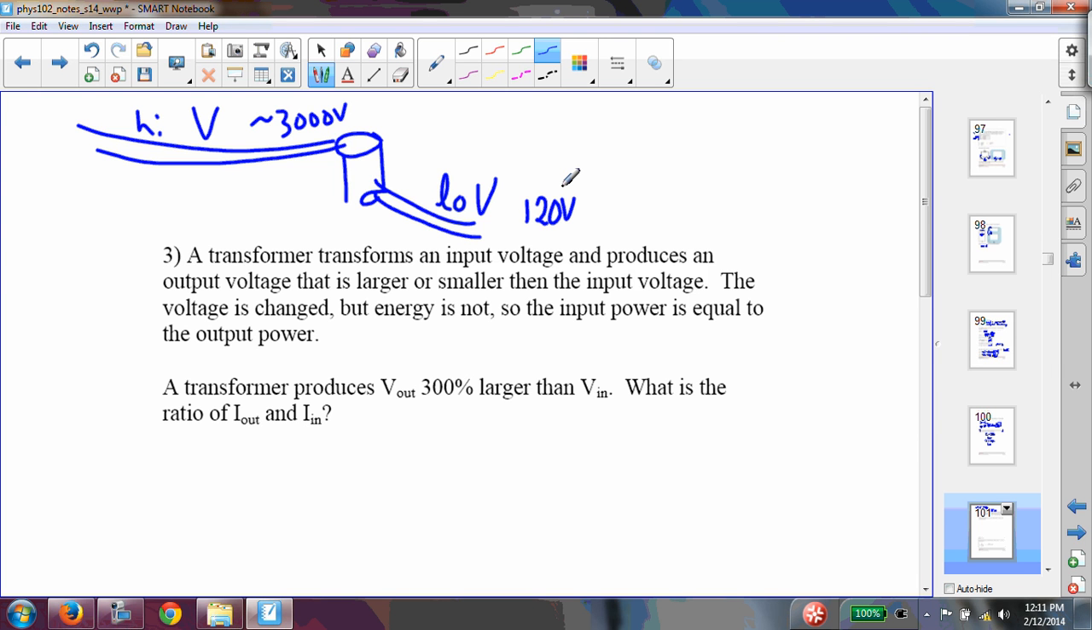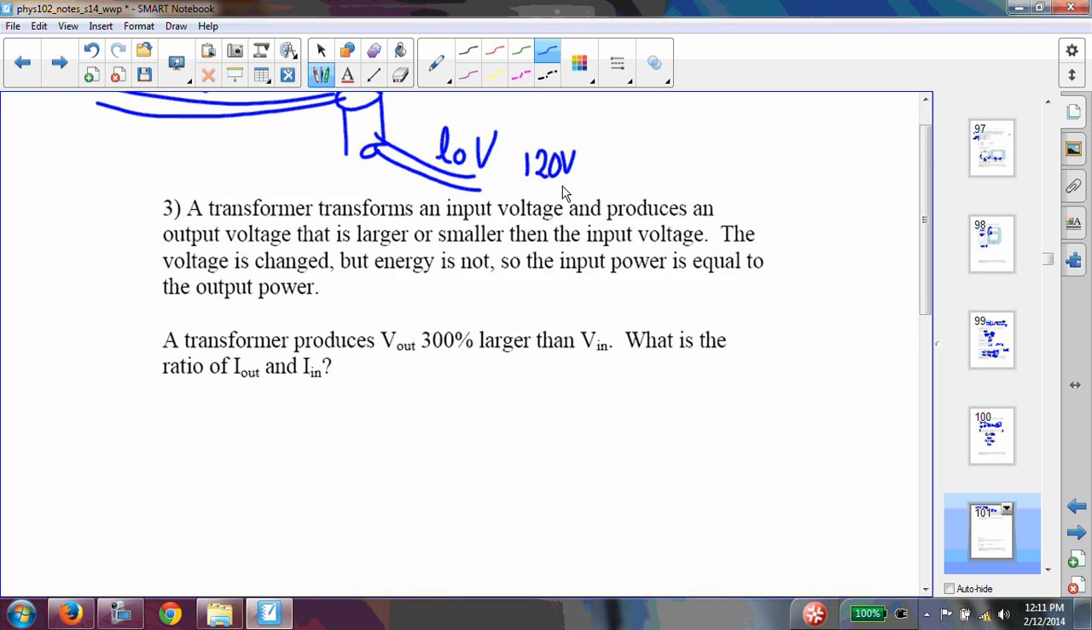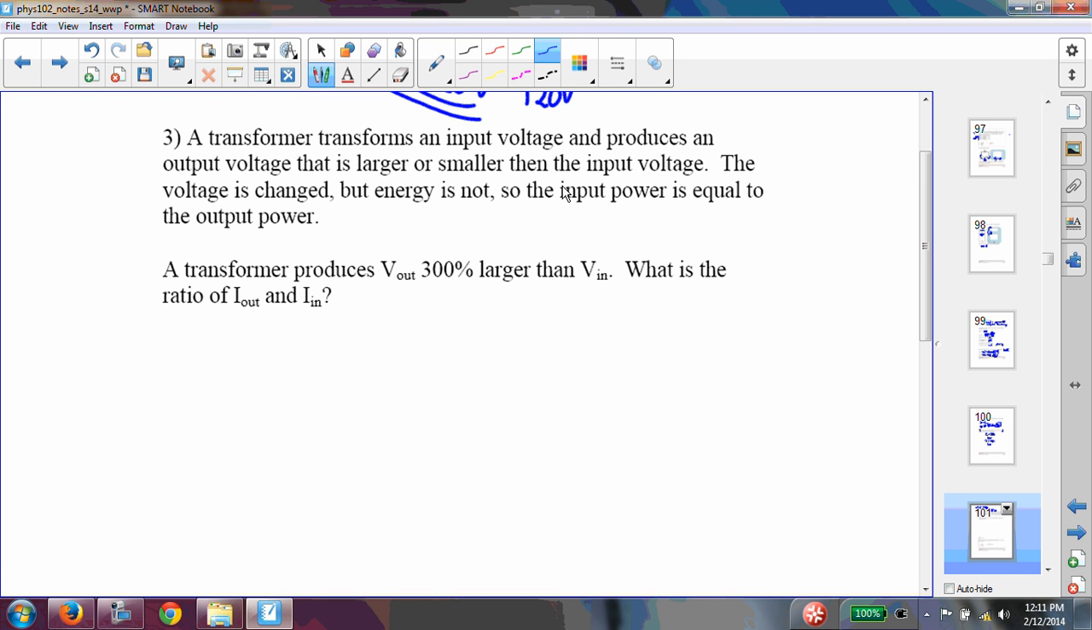So how do I get down from this very high energy per unit charge to very low energy per unit charge? That doesn't really seem to make any sense, because I'm seemingly losing energy as I take this high potential, which is energy per unit charge, and bring it down to a lower potential so that we can use it in our house at a safe level. So this question deals with that. It says a transformer produces V out that's 300% larger than V in. So in this case, V in is a low voltage, and then it outputs a high voltage. I want to know what is the ratio of I out to I in.